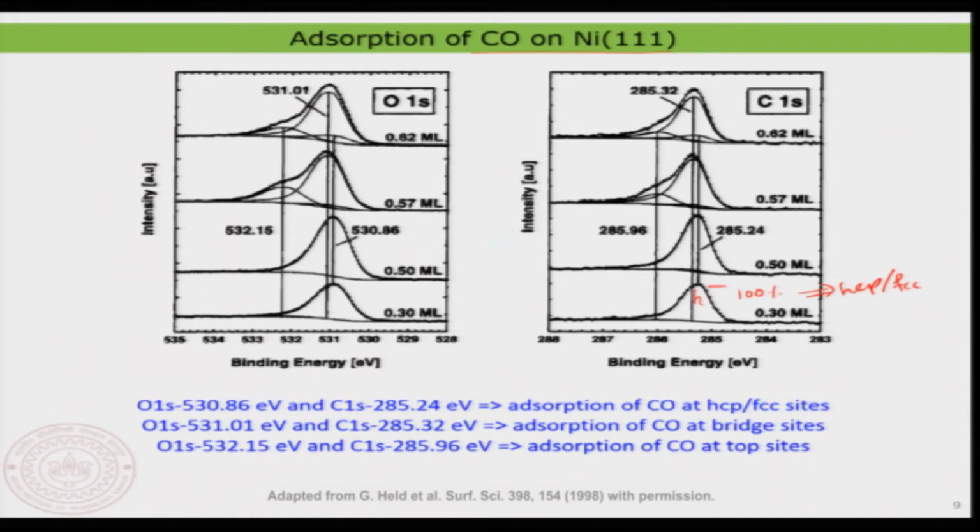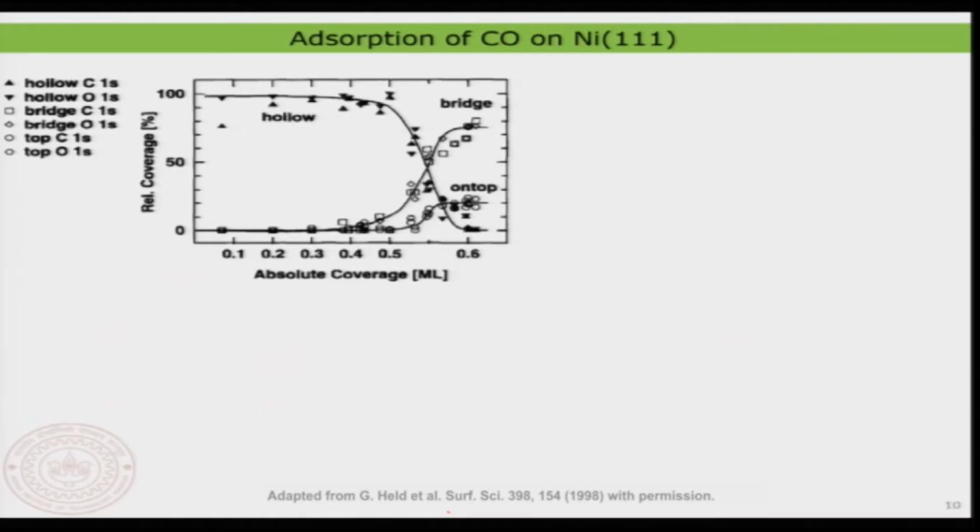But as the coverage increases, you get new resonances, which are the ones corresponding to the top site. And you would also see that the amount of molecules occupying the HCP site goes down. So, by analyzing the intensity of this peak, you can make a summary of what is exactly going on as a function of the coverage, and that is what I am doing here. You can see the absolute coverage, in monolayers, of carbon monoxide on the nickel 111 surface, and at very low coverage there is 100% occupation, these are the experimental data and the line just guides you, at the HCP site. This is quite nice.